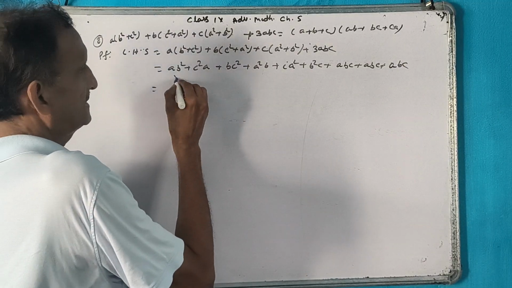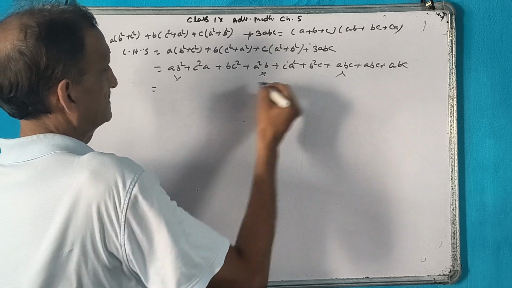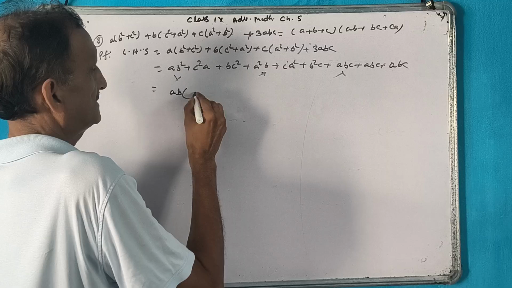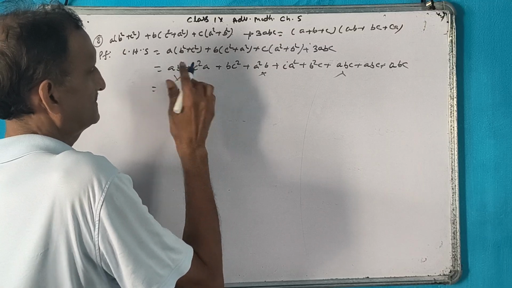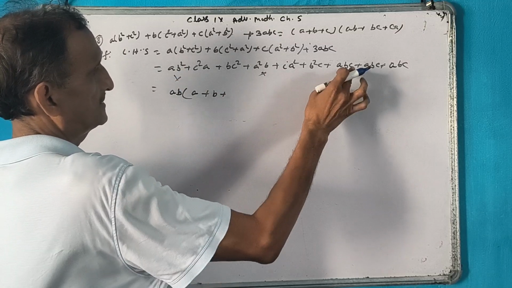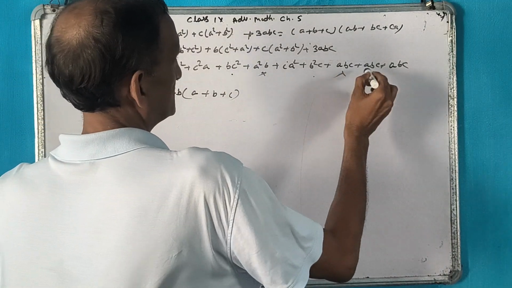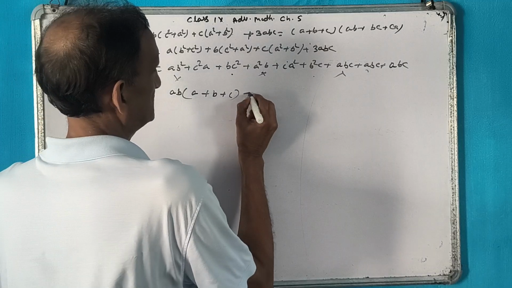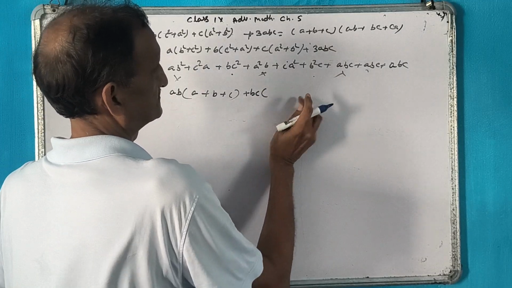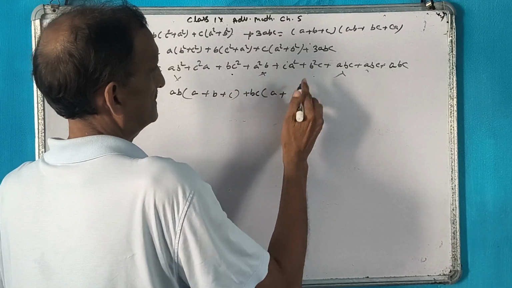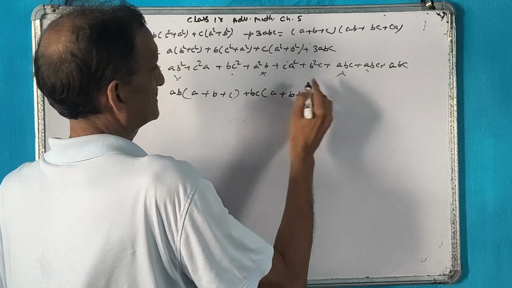See here, AB is common, AB is common, AB is common, so take AB. If you take AB common from here, you will get A. If from here AB is common, you will get B. From here AB is common, you will get C. Now from this, and this, what is common? BC. What will you get? BC common, then A; BC common, then B; BC common, then C.